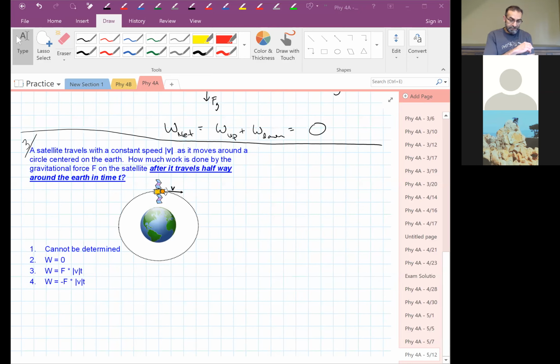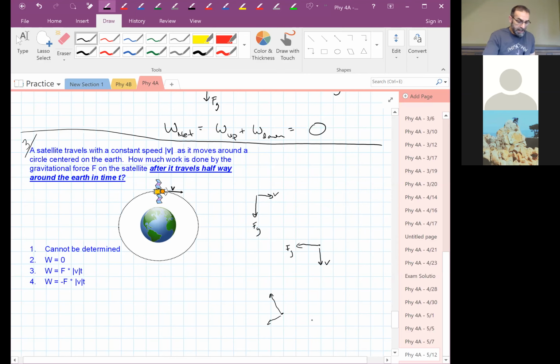Okay. So the work would be zero because the force of gravity is always toward the center of the Earth, right? As this object moves around, the force of gravity would be this way, but the displacement, the velocity, right, is in that direction. And then when the satellite's over here, the force of gravity is in this direction, and the direction it's moving is in that direction. And so as it goes around, they are always 90 degrees apart from one another. So you get a cosine 90 degrees. The force is always perpendicular to the displacement.